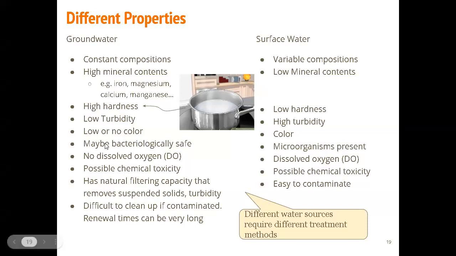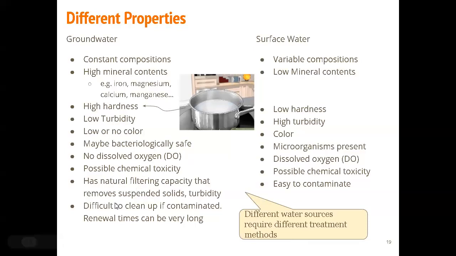Maybe groundwater is bacteriologically safe because there are fewer types of bacteria that would be active underground. Okay. Possible chemical toxicity coming from the contamination, of course, it's the same for the surface water. And some people believe that underground water is safer because you have different layers of soil to do the filtering, right? Actually, our water filtering system, some part of it is mimicking what they have in nature.